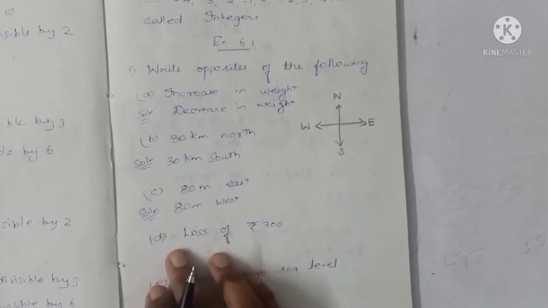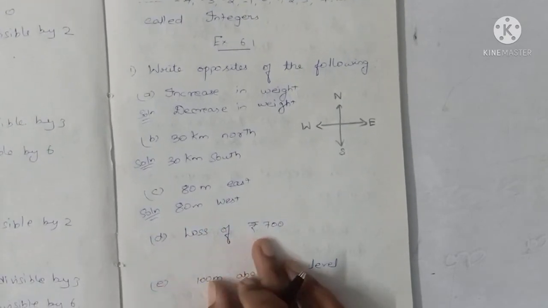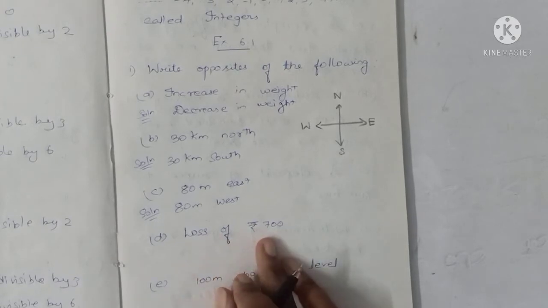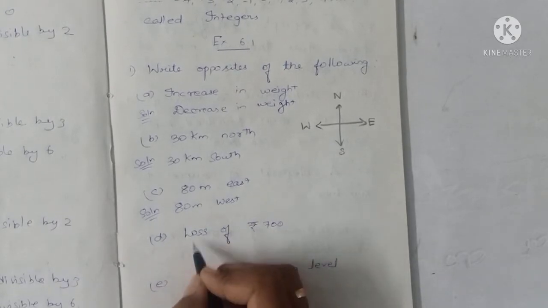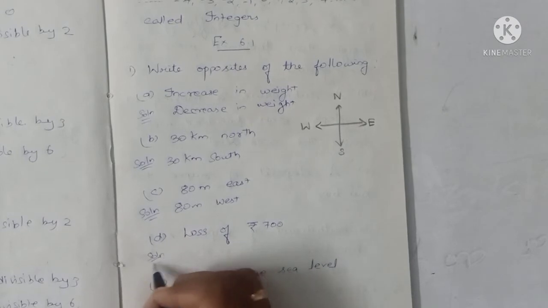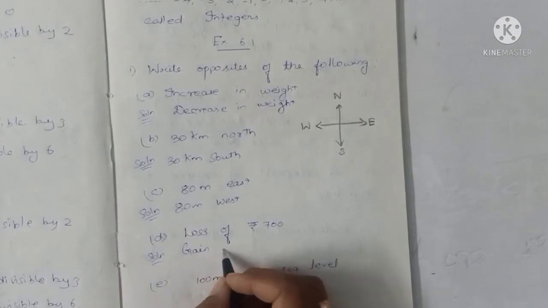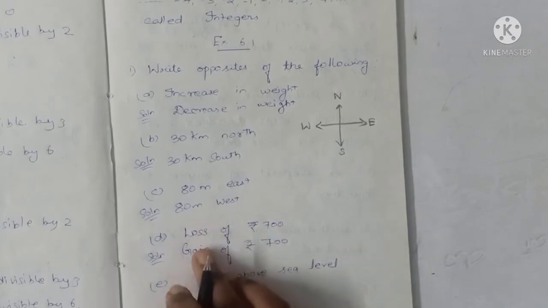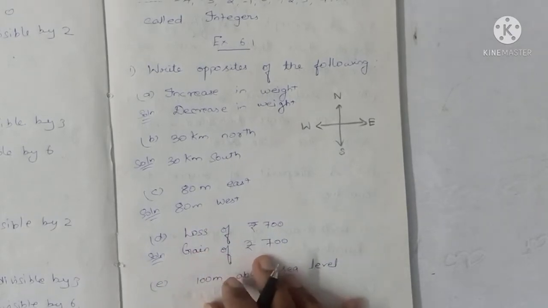The next subdivision 4, loss of rupees 700. What is the opposite of loss? Gain. So solution, gain of rupees 700. So loss opposite is gain. So gain of rupees 700.